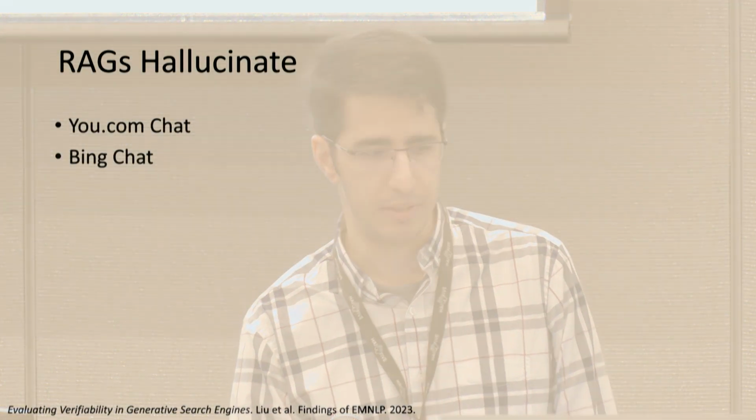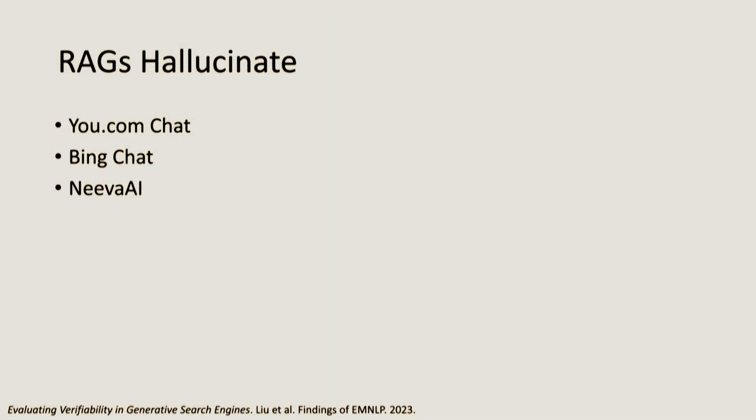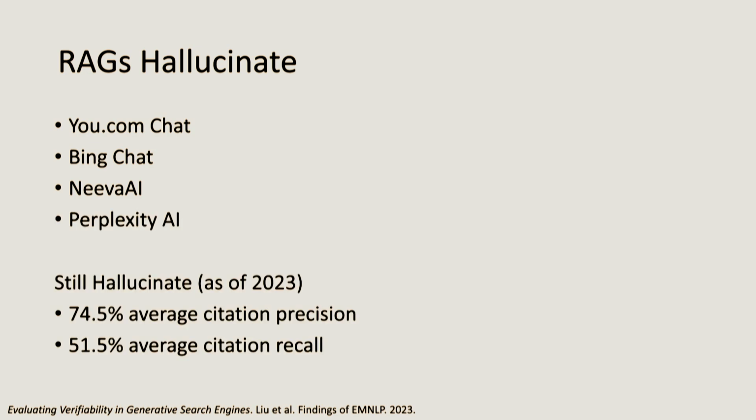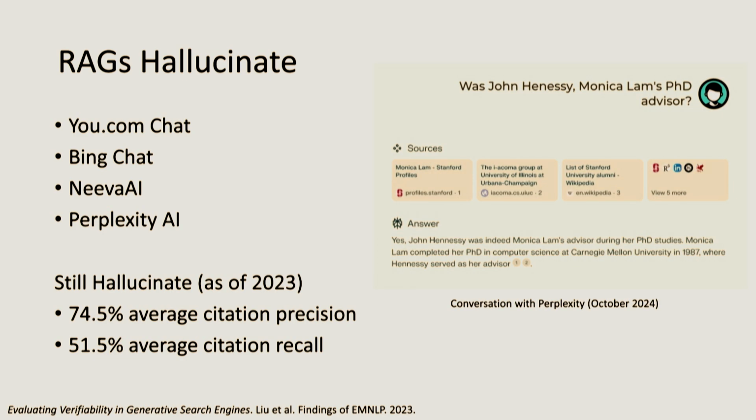The problem is, even though they are supposed to access information from the corpus, in practice, they still hallucinate. There was a study from Stanford that evaluated commercial chatbots in 2023 and found that even though they cite things, the citations are not accurate, and a lot of the time they should be citing things but they don't. That's the low recall, meaning that they are making things up without citing them. And this is an example that I could find from chatting with Perplexity. I think they have fixed it since then.